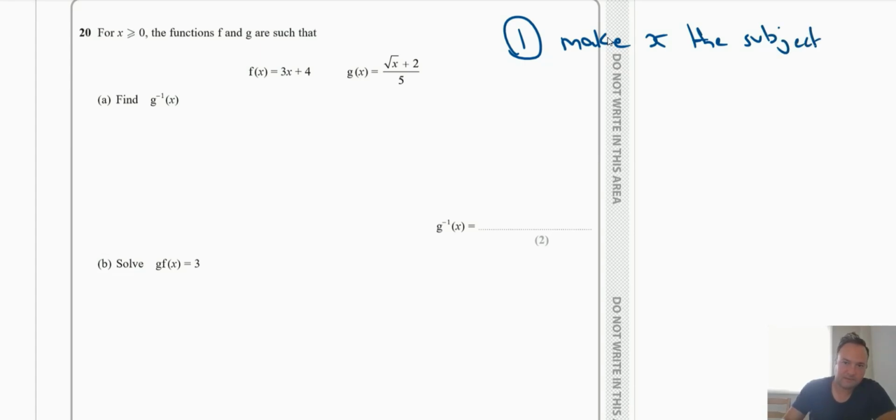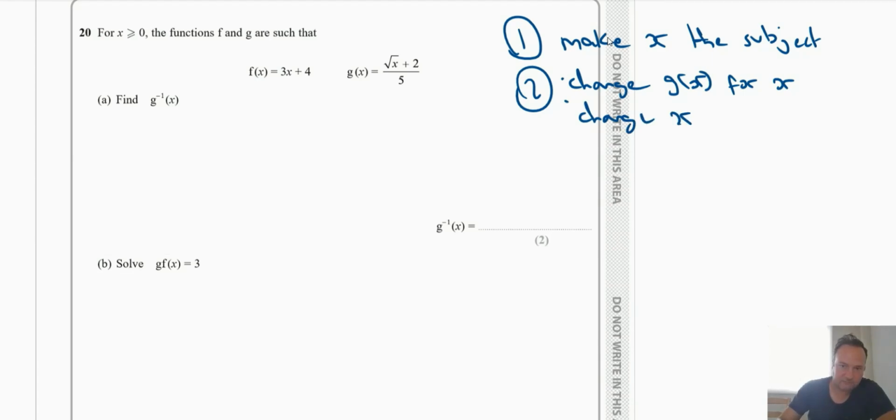That's step 2. That's step 1. Step 2 is we change g of x for x, and we change x for g to the minus 1 of x. Now, this might not make very much sense at first glance, but there is a lot of mathematics going on behind the scenes, which does make it so that this actually works out.